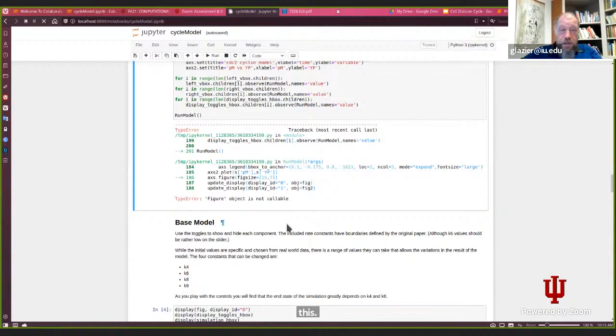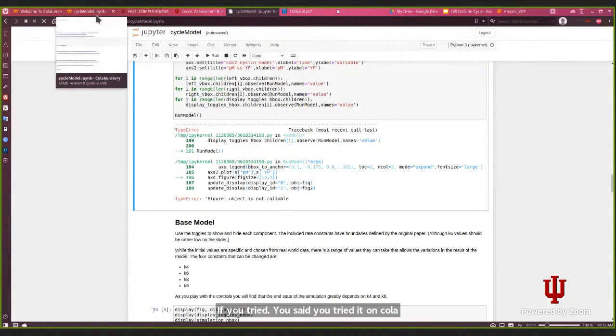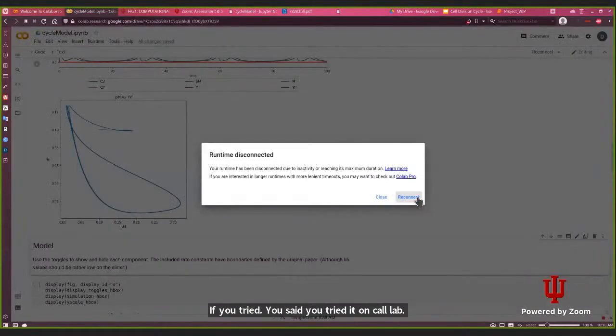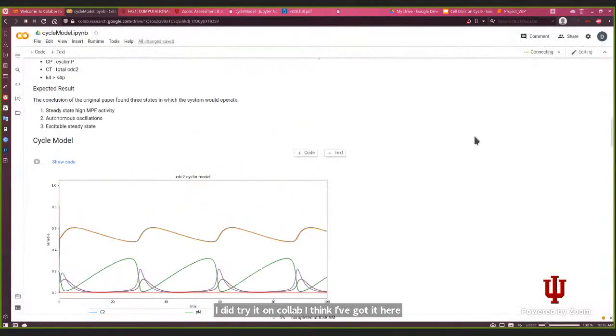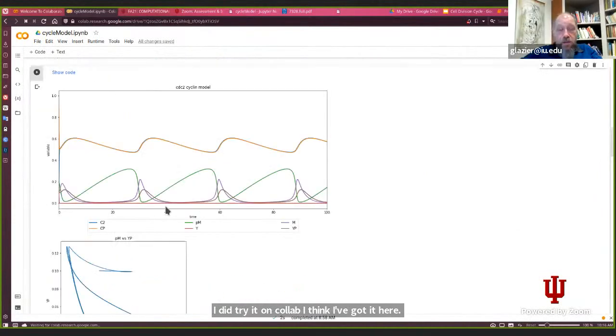You said you tried it on Colab? I did try it on Colab. I think I've got it here. Because we actually thought about potentially using Colab instead of NanoHub. We thought about it for this semester, but we wanted somebody to try it.